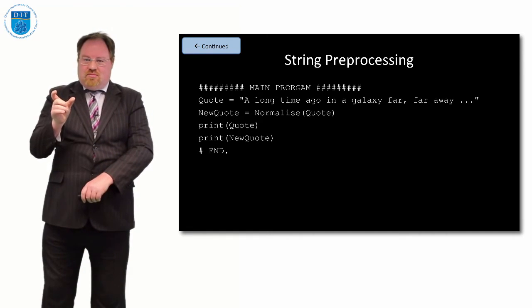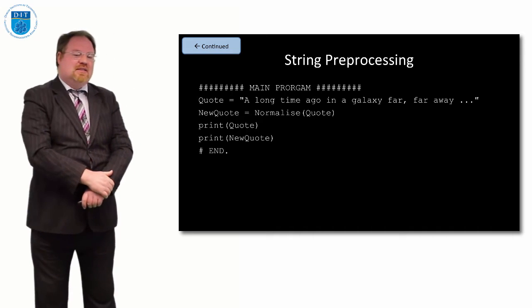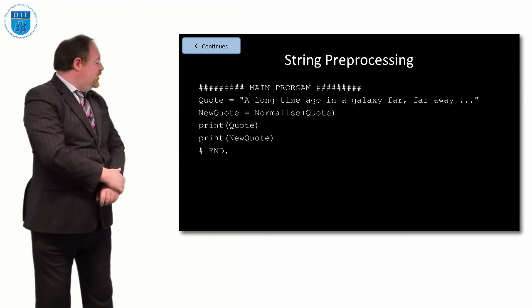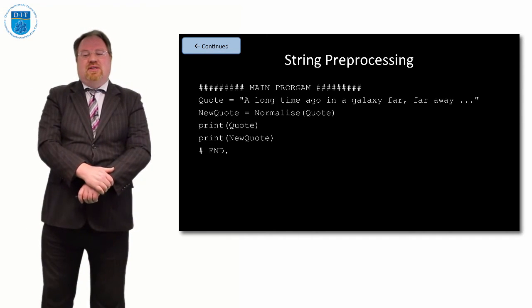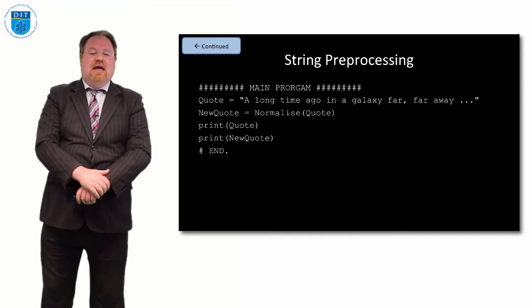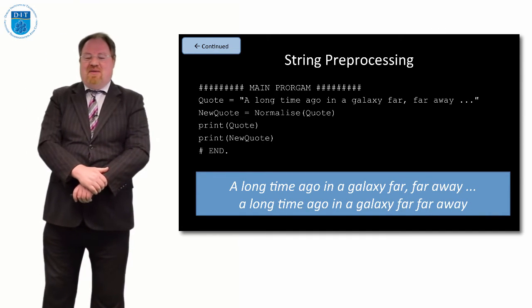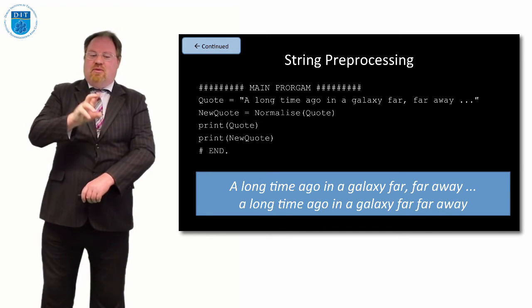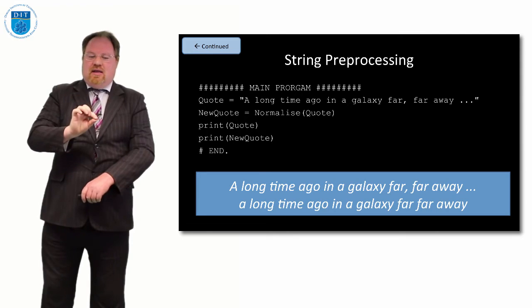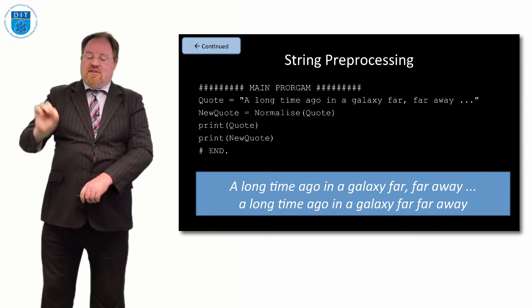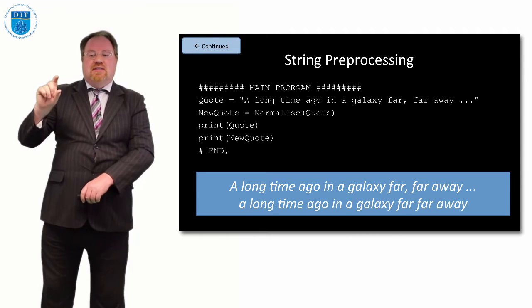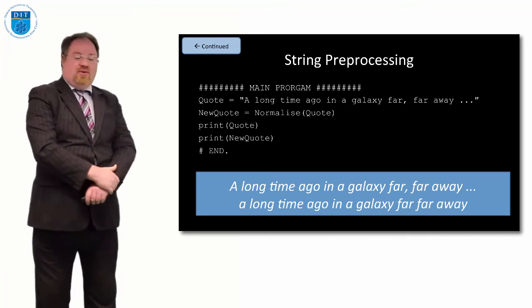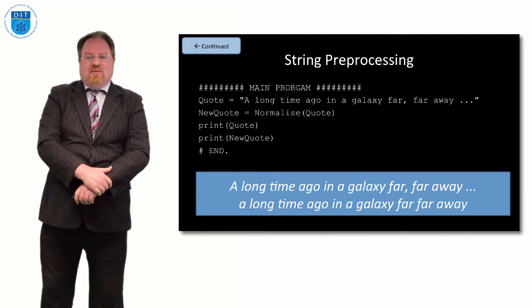So if we call this method or module that we've created called normalize, and pass that quote into it, and return the result back as new quote, and we print out the old quote and the new quote, what we'll get is "A long time ago in a galaxy far, far away," with commas, with dot, dot, dot. And when we do our normalize, the A will be lowercased. "A long time ago in a galaxy, the first far," the comma will be gotten rid of, because the comma is not one of the keep characters, so that gets thrown out. And dot, dot, dot gets thrown out as well. We keep the spaces as well, of course.